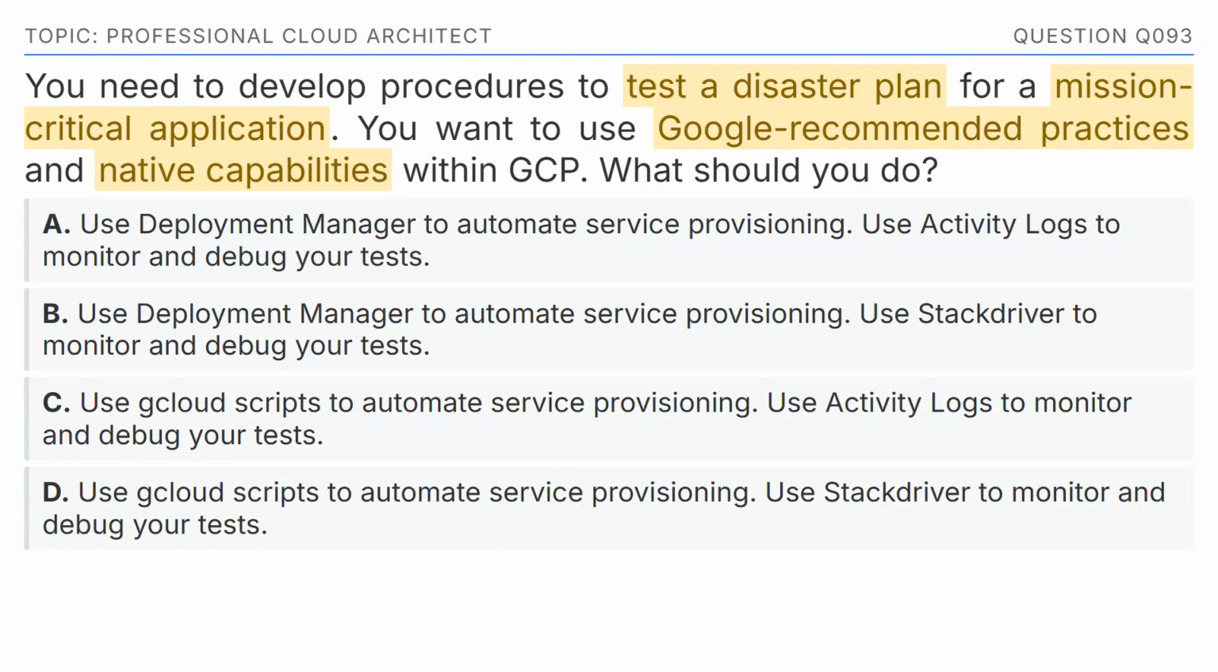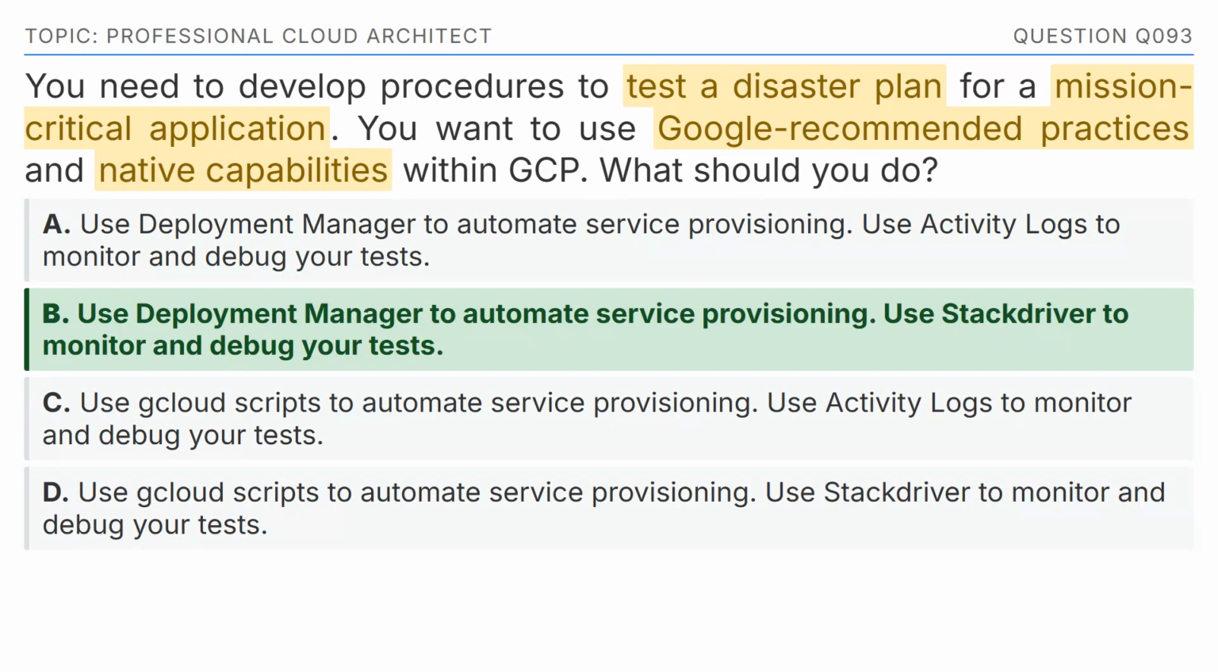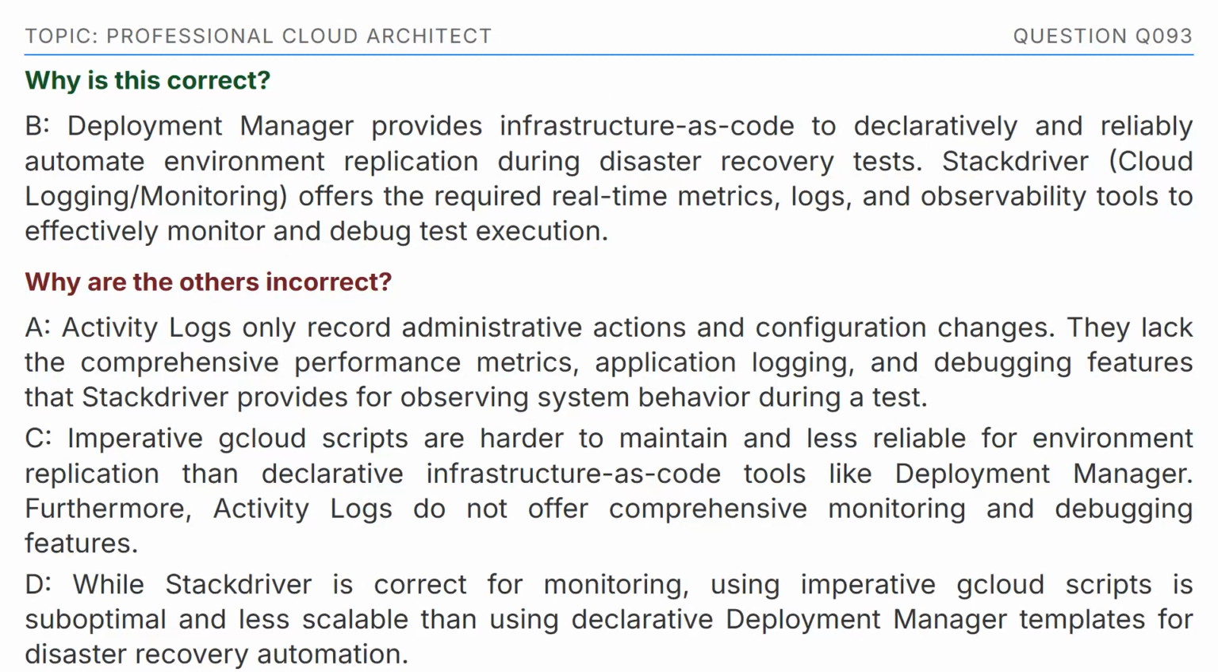To arrive at the correct answer, we focus on the keywords: test a disaster plan, mission critical application, Google recommended practices, native capabilities. The correct answer is option B. Use Deployment Manager to automate service provisioning. Use Stackdriver to monitor and debug your tests. Why is this correct? B. Deployment Manager provides infrastructure as code to declaratively and reliably automate environment replication during disaster recovery tests. Stackdriver, cloud logging/monitoring, offers the required real-time metrics, logs, and observability tools to effectively monitor and debug test execution.